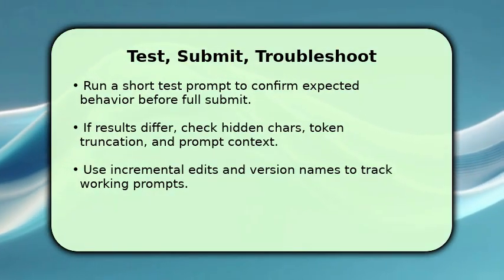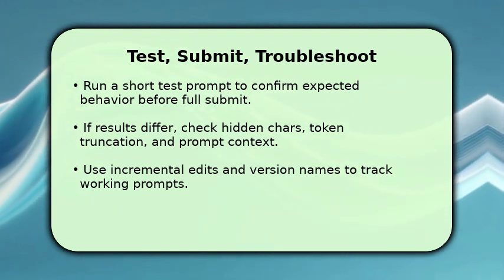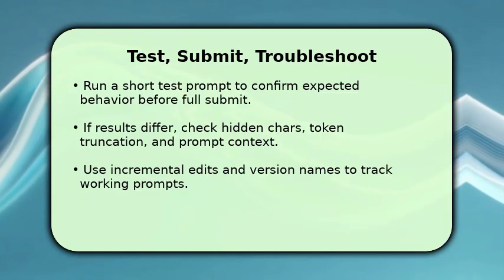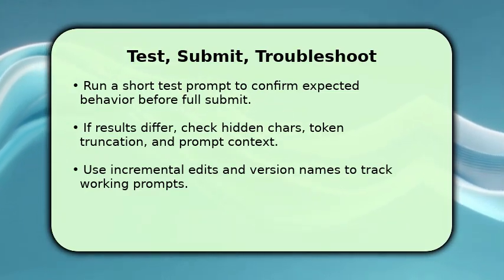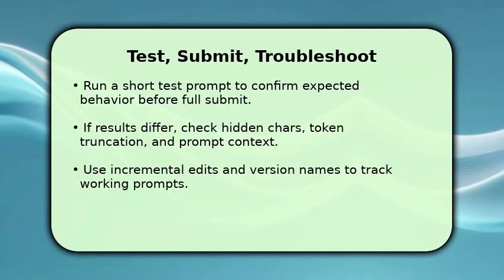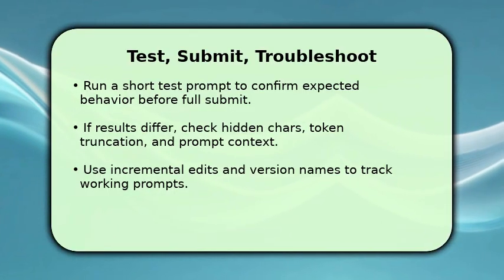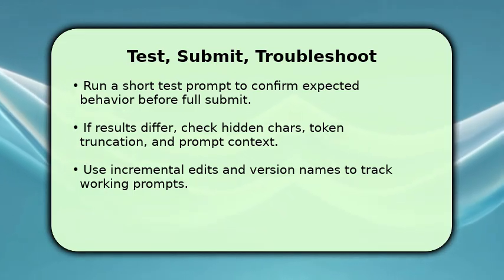Don't submit long jobs blind. If output is off, first check for hidden characters, truncated tokens, or missing context that changed during copy-paste. Make incremental edits and resubmit small snippets until the behavior stabilizes. If problems persist, rename and save a working prompt version so you can revert. This methodical loop, test, tweak, retest gets reliable results fast.